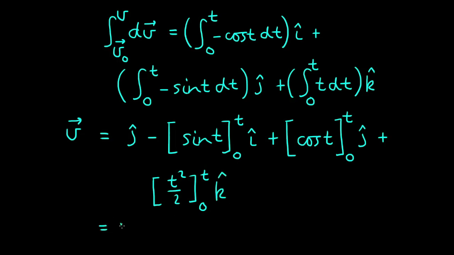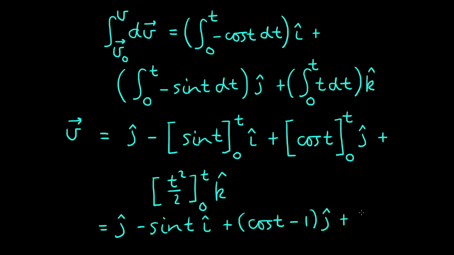So that's equal to j minus sine t in the i direction, and plus cosine t minus cosine 0, which is 1, in the j direction, and plus t squared on 2 in the k direction. So as we can see, plus j minus j cancels out this term, and this here is our velocity.